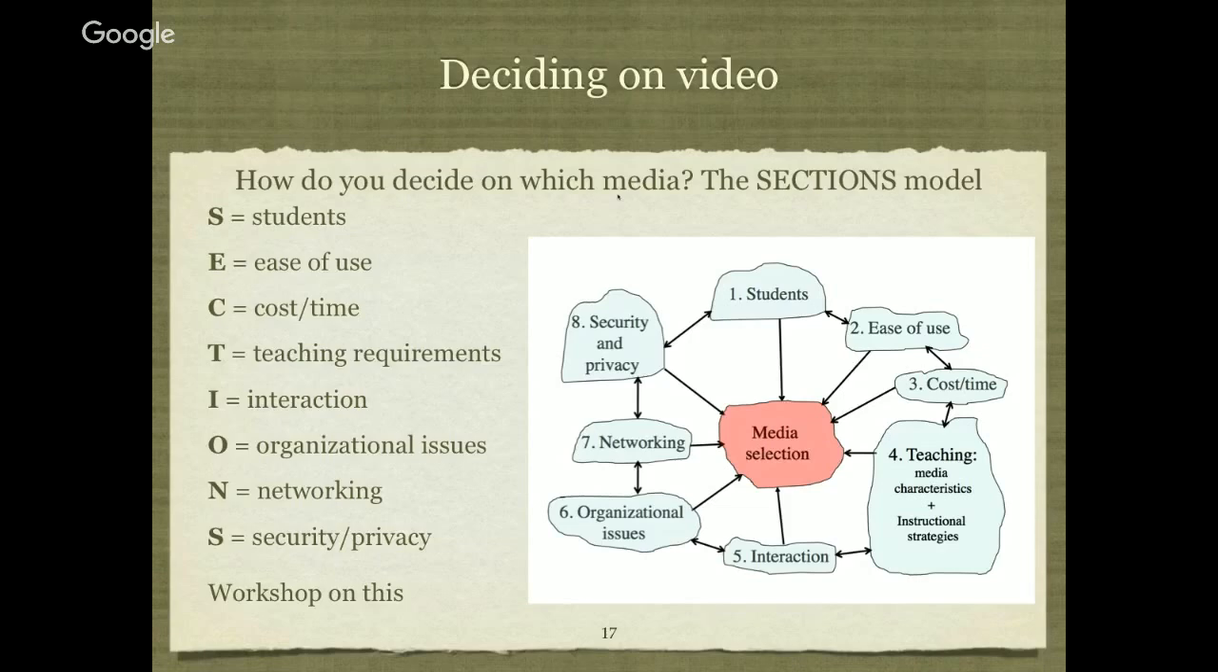And how secure is this, and how does this affect the student's privacy? For instance, if you're using social media, you really have to look at that very carefully. And I call that the SECTIONS model, because it's an acronym for it. And so we've only been talking in this session about number four.